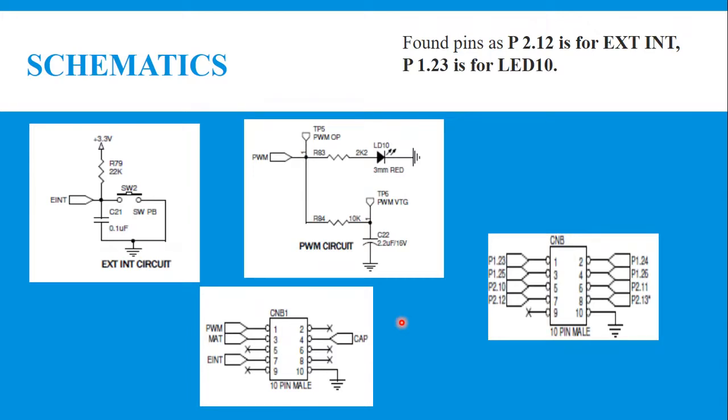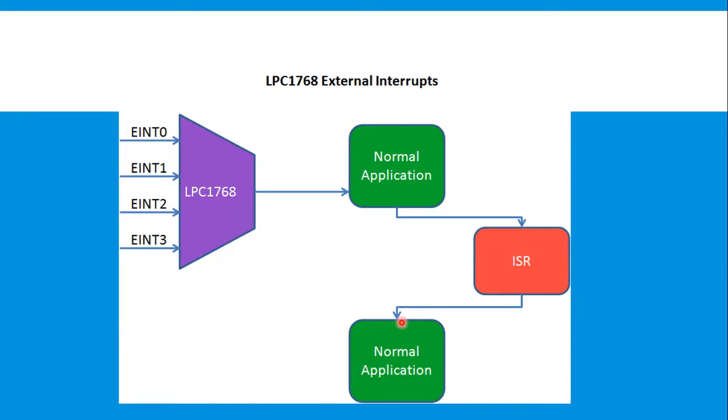Now I'll explain that LPC1768 will accept 4 different external interrupts, namely EINT0 to EINT3. What is actually meant by interrupt? If any interrupt among these occurs while the LPC1768 is in normal execution, normal application, it will be redirected to the ISR, that is the interrupt service routine, by the vector table. It will serve the ISR first, and then return to the normal application. The main important point is that LPC1768 will accept 4 external interrupts.